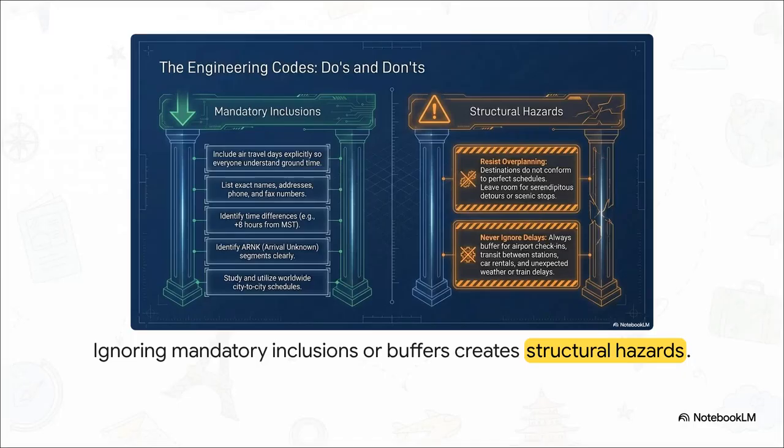Ignoring those mandatory inclusions or failing to buffer for completely normal delays, like unexpected train issues, transit times between stations, or just bad weather, creates massive structural hazards. Think about it. If you schedule a flight arrival at 1 p.m. and a walking tour across town at 1:30 p.m., you haven't engineered a trip. You've engineered a panic attack.